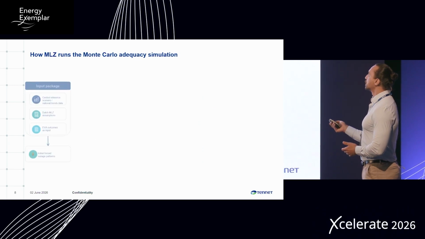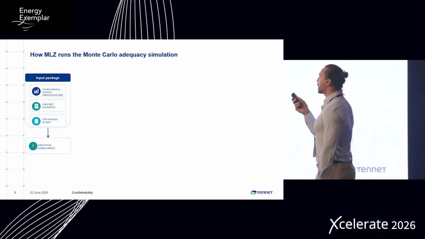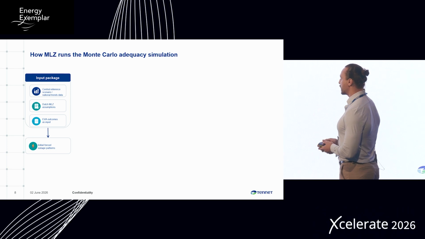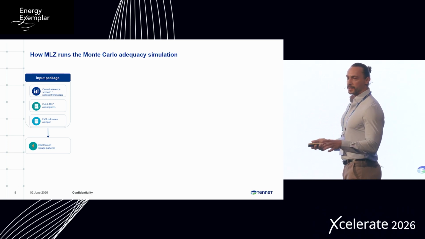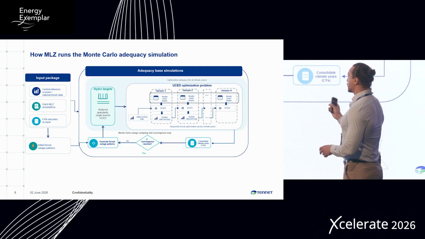How we run the Monte Carlo simulation. As I said earlier, in the input package, we have the scenario for all Europe. We have our Dutch assessment. As I said, we have the EVA input data set, and then we set an initial force outage. Then we run an MT and the ST.